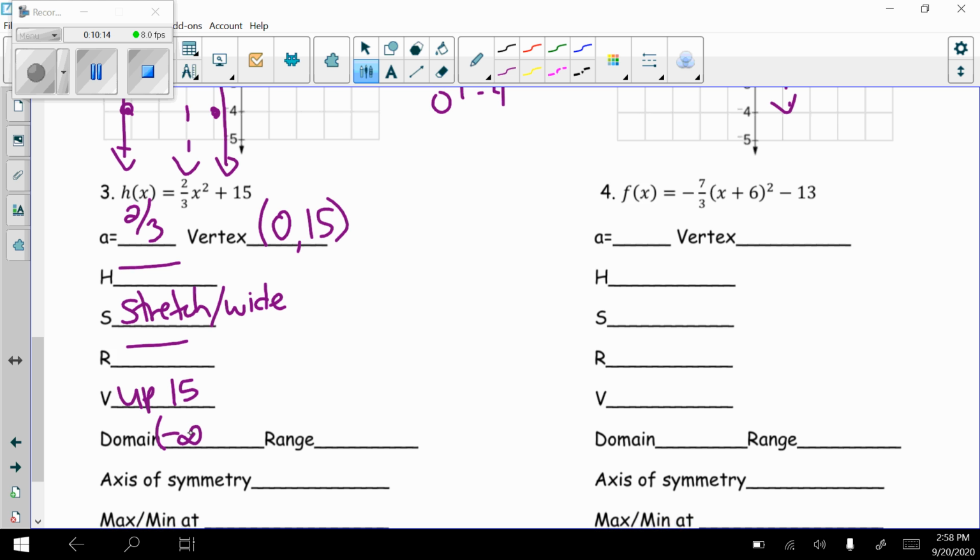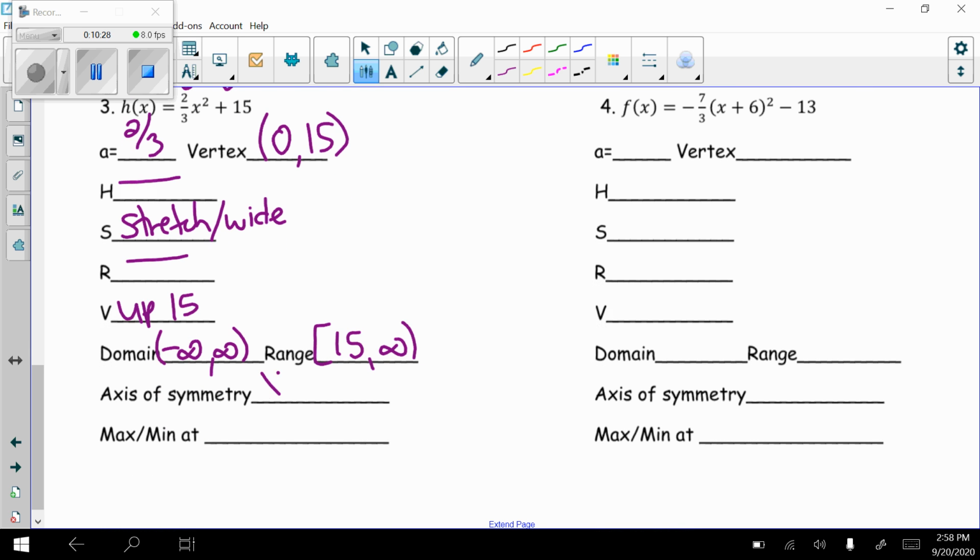Our domain, again, is negative infinity to infinity. Our range: it's opening up, so I know that I'm starting at my vertex, which was 15, in brackets, and then it's going on up to infinity. The axis of symmetry is x equals 0. It was opening up, so it's a minimum at the y-coordinate of my vertex, 15.